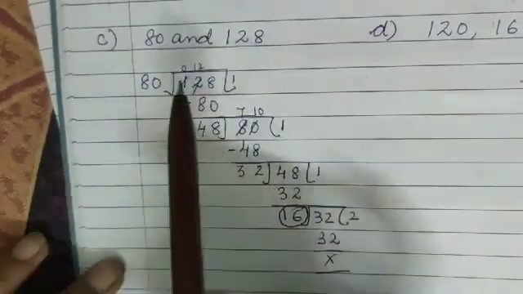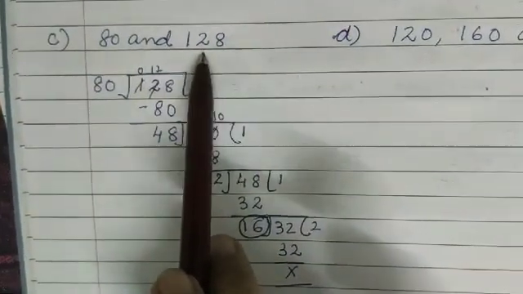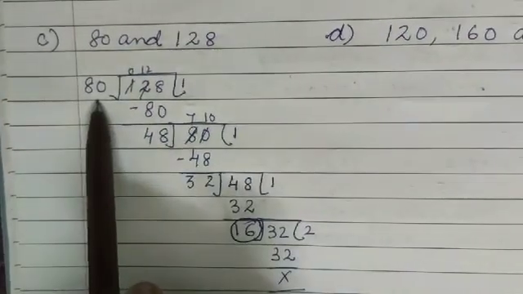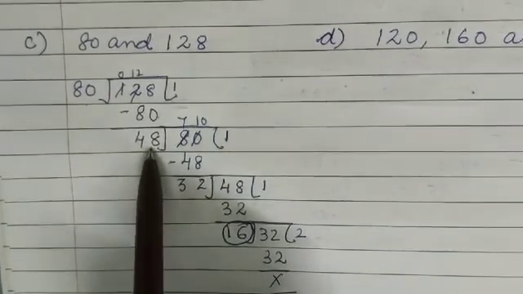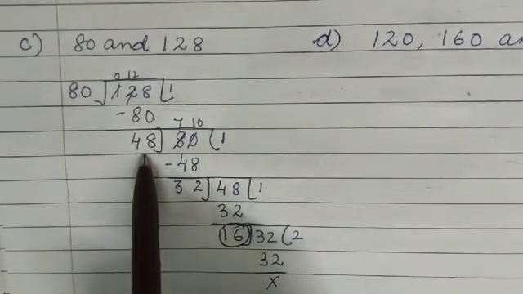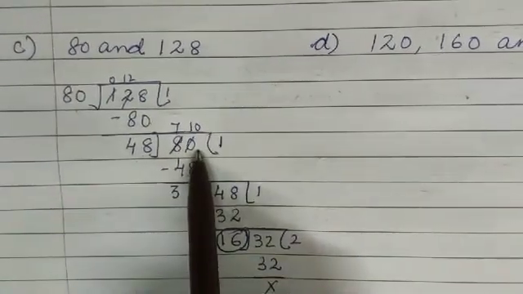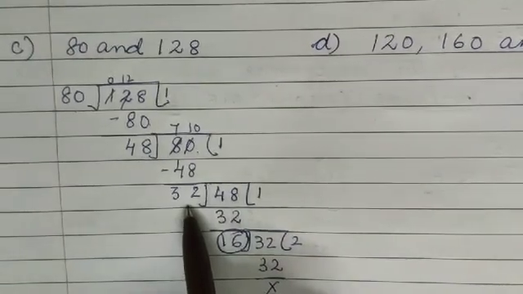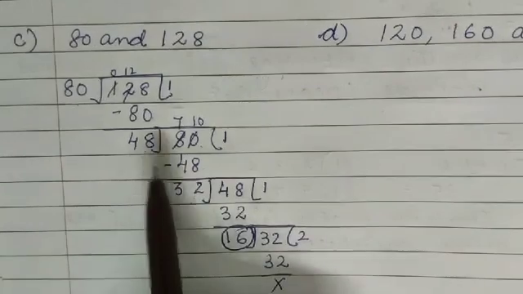Now for the next one, I have already solved this question. Here again they have given 2 numbers, 80 and 128. 128 is the bigger number; 80 is the smaller number, which will be the divisor. When you divide, 80 ones are 80. Remainder is 48. Now the remainder will become the divisor and the previous divisor will be the dividend. Now 48 ones are 48. Again we got the remainder 32.